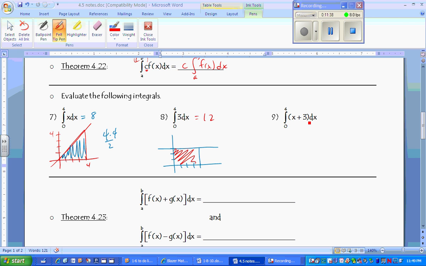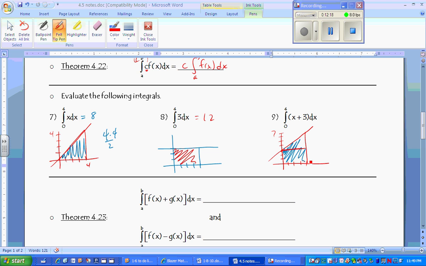Well, here we have x plus 3. So you might think that that should come out to be 8 plus 12. Let's check and make sure. For this one, x plus 3, we have a line that starts at 3 with a slope of 1. So we have a line right here. And from 0 to 4, we end up with a trapezoid here. But that trapezoid can be broken into two parts, a rectangle and a triangle.